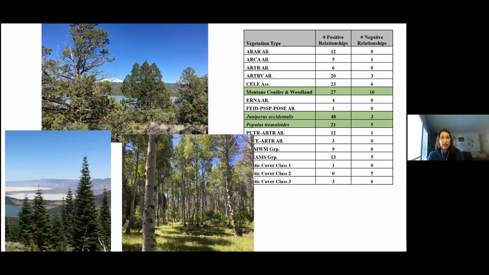So we found some interesting general trends between bird species and vegetation. We detected the greatest number of significant relationships with the forest and woodland types. And this included western juniper, or Juniperus occidentalis, also quaking aspen stands, Populus tremuloides, and also the California montane conifer forest and woodland group. And these are alliances that are usually dominated by species like white fir or Jeffrey pine or ponderosa pine.